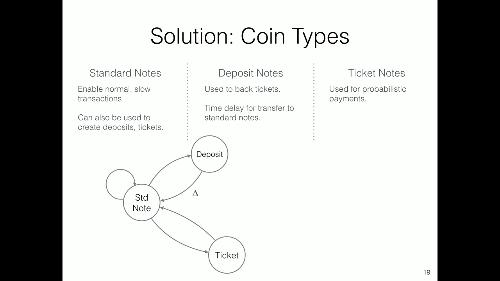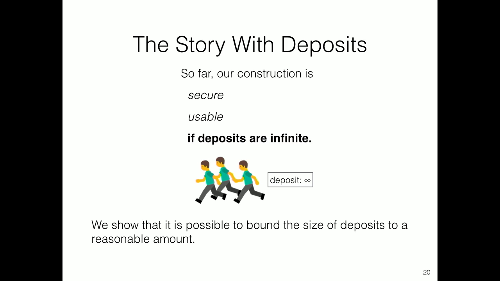Tickets are used for probabilistic payments, and these payments take you from a ticket to a standard note. And you can again refresh them, but with a delay. And these delays prevent front running, because if you try to withdraw your deposit or ticket before revocation or redemption, I guess, goes on the ledger, then you'll fail because it'll take some time. And in the meanwhile, the honest person will have revoked the deposit or gotten the ticket.